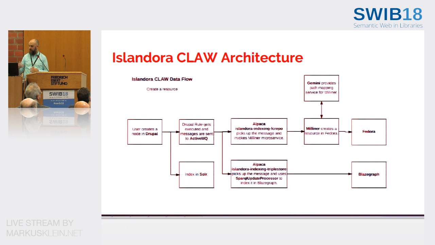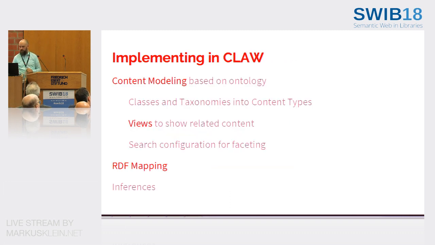They have an application called Alpaca that picks up the message and sends it off to a microservice, but it also runs a SPARQL update processor to update BlazeGraph, which they're using now. They may use a different triple store in the future. The nice part is these parts are all swappable. They have another component called Milner that then creates the resource in Fedora, and a component called Gemini that does path mapping so they can synchronize the content in Drupal with the content in Fedora. So that's basically what their workflow looks like.